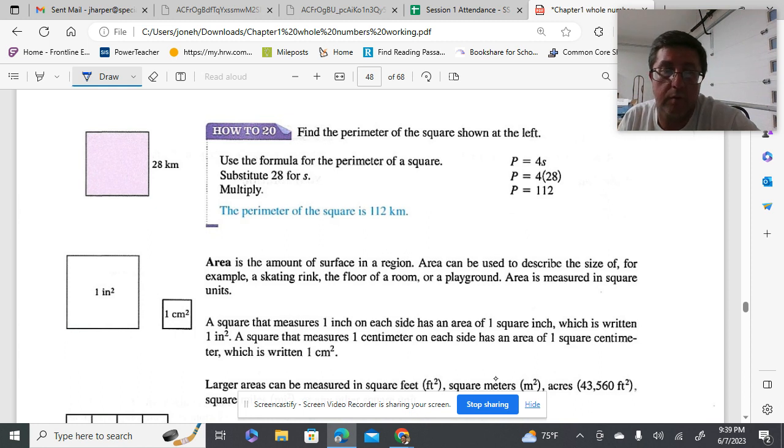So, we just take this, the side is 28. Well, we have 4 sides, so it would be times 4. And you would have your answer.